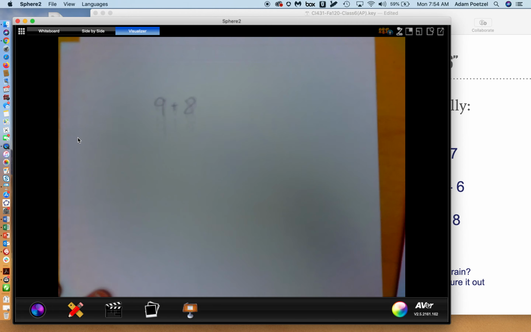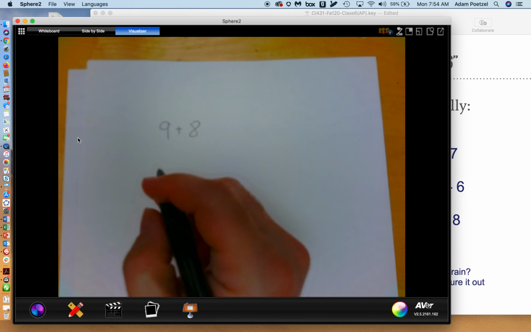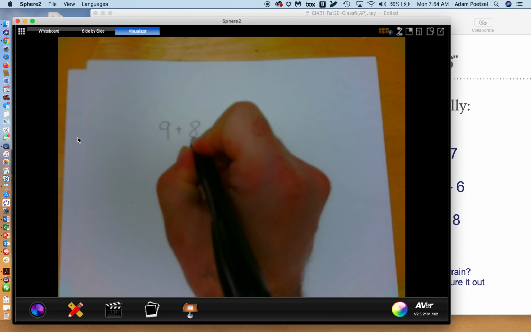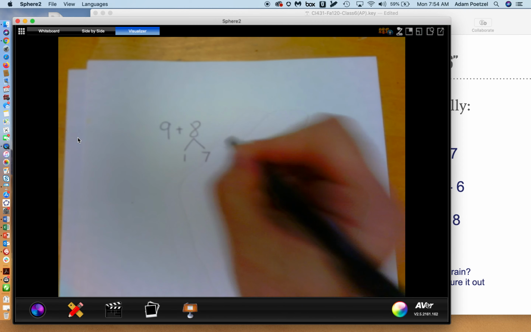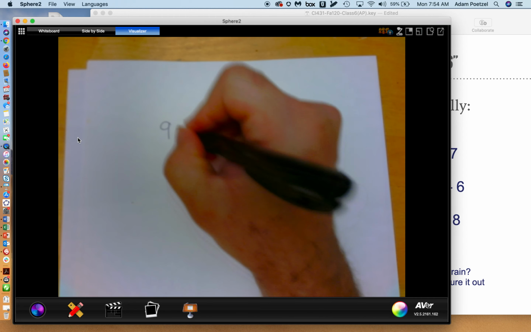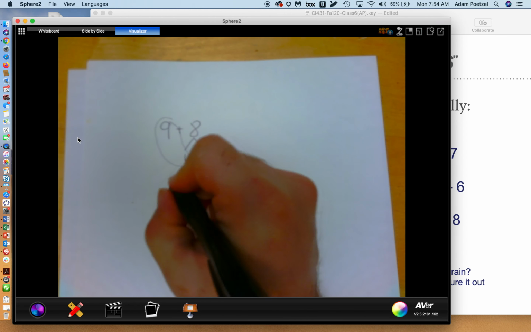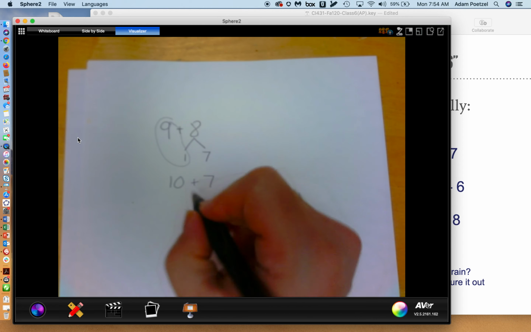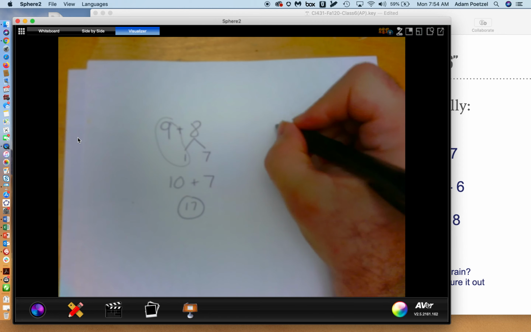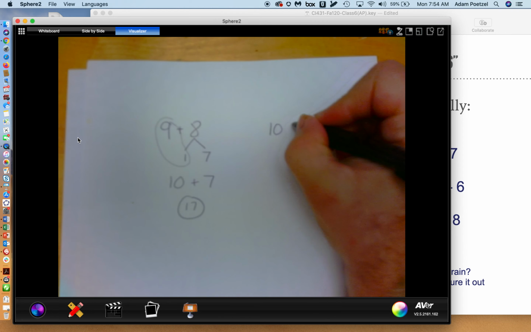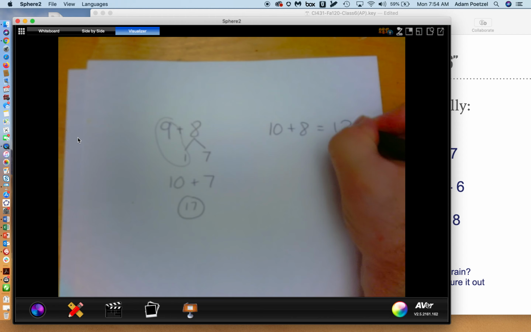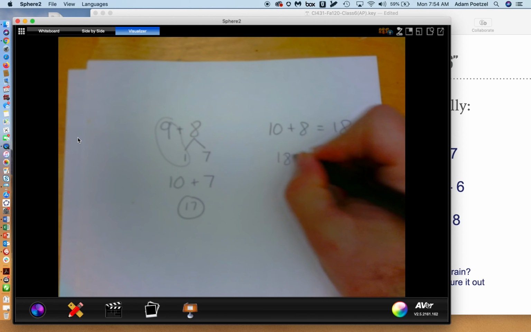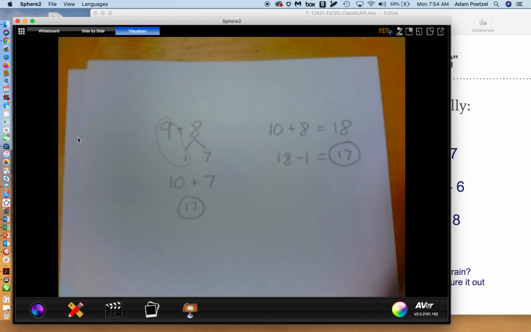But other people may notice that their brain actually does something, for example, taking 1 from the 8 and putting it with the 9. So visually it might be something like this. They might say, I took 1 from the 8, put it with 9 to make 10, and I know it's going to be 17. Someone else may have thought about it as 10 plus 8, because I know that's 18, but we wanted 9 plus 8, so that was 1 less.